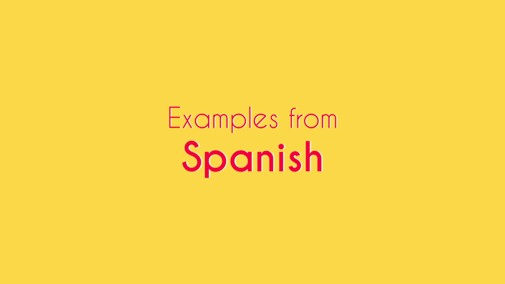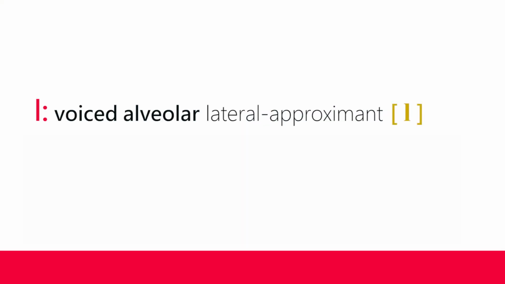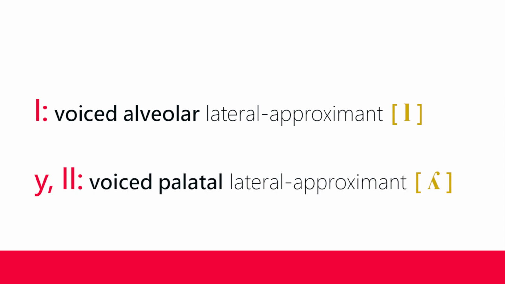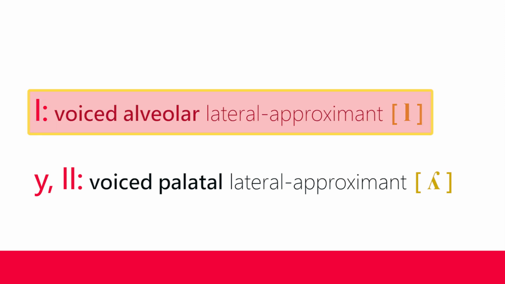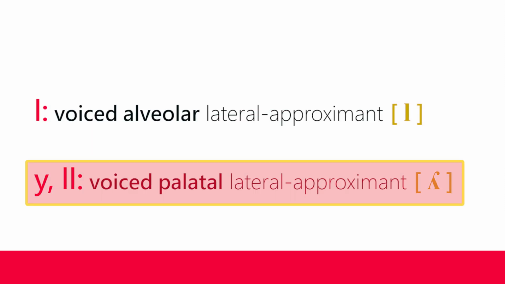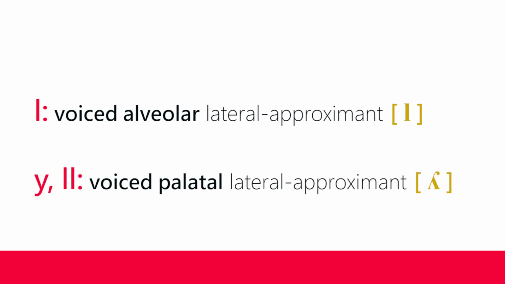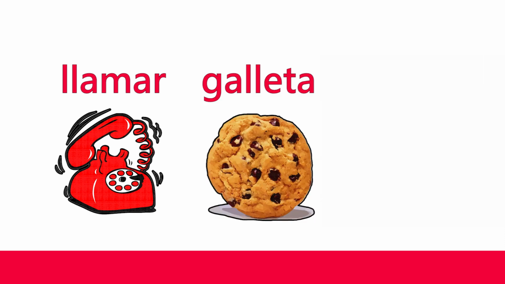If you want to look for examples in other languages, the voiced palatal lateral approximant exists in Spanish. In Spanish, a single L represents one sound, but double L is treated like a different letter. The single L stands for the alveolar lateral approximant, but the double L stands for the voiced palatal lateral approximant. An example would be llamar, galleta, llave.